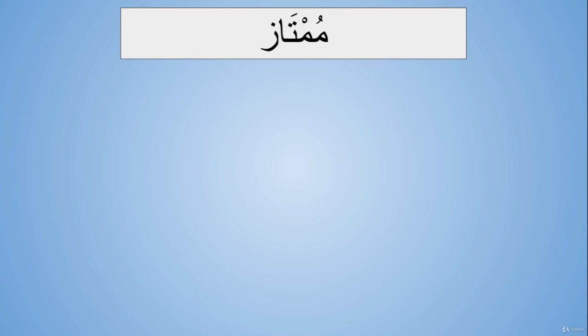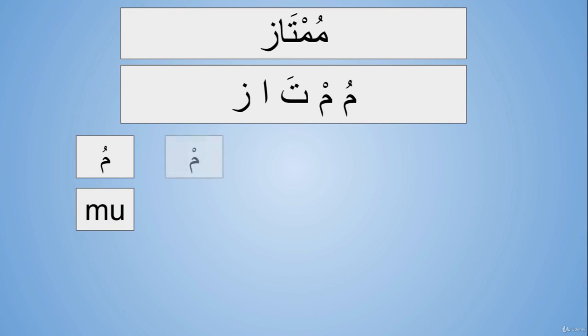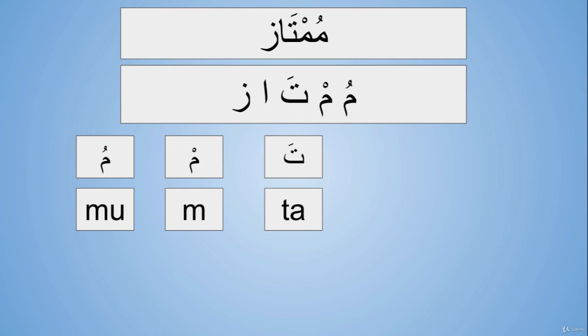Let's take this word and break it down into individual letters. What is the first letter here? It's the letter mim with dhamma, so it sounds as mu. And then the second letter is also mim, but in this case it's with sukoon, so it's just without any vowel after it. And then the next letter is ta, ta with fatha, so it sounds as ta.